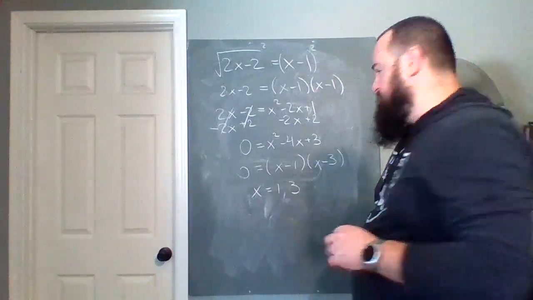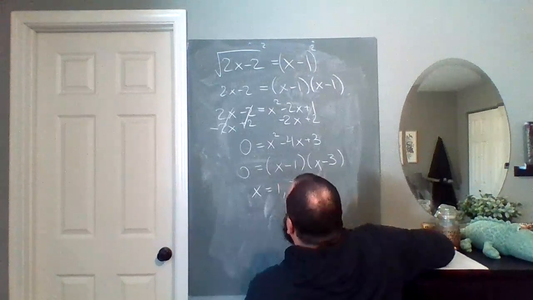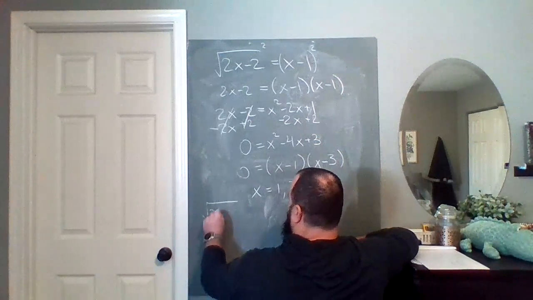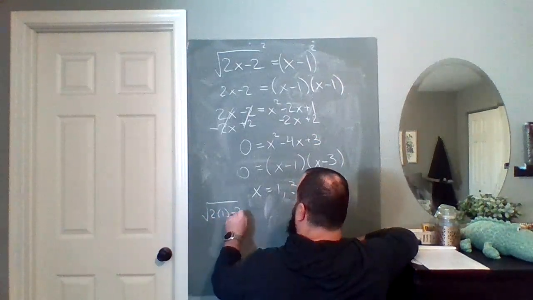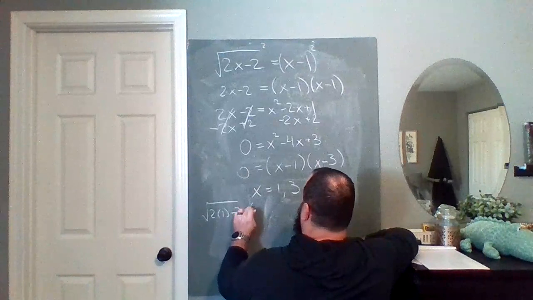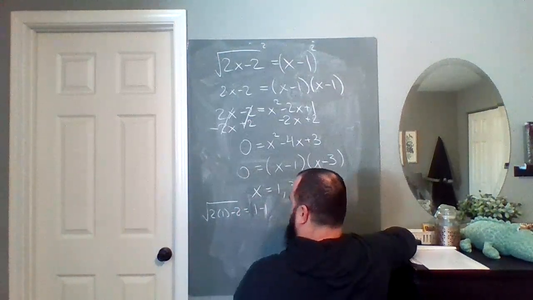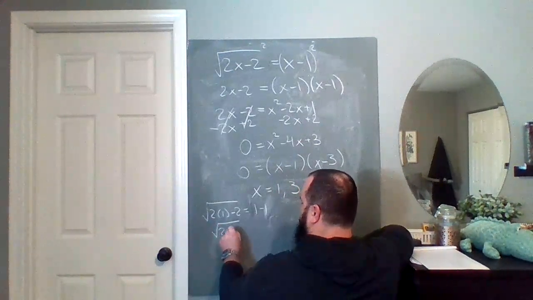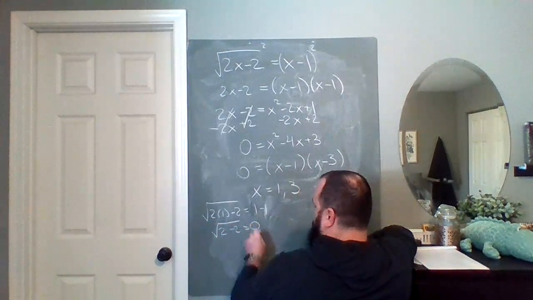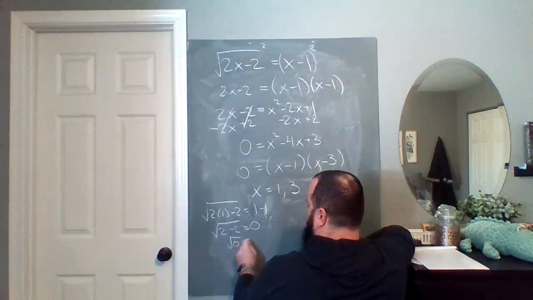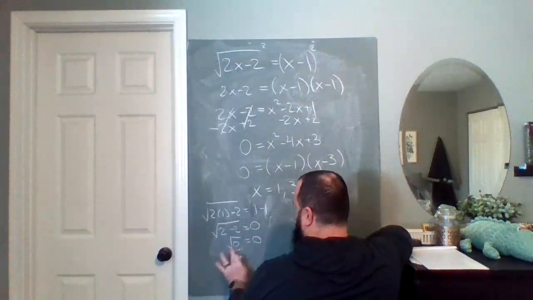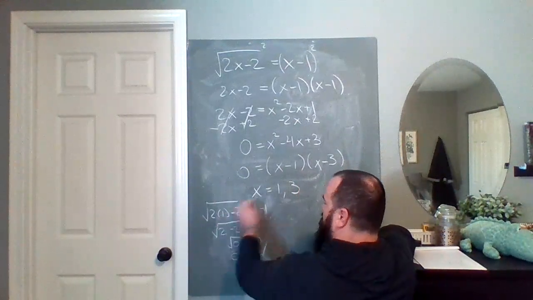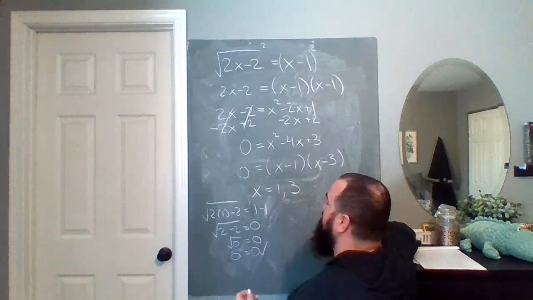So let's check our answers. Remember, I'm going to go all the way back to the original problem, not the quadratic, the original problem. So I get the square root of 2 times 1 minus 2 equals 1 minus 1. So 2 times 1 is 2, so we have 2 minus 2 equals 1 minus 1 is 0. 2 minus 2 is 0, square root of 0 equals 0. And 0 does equal 0, check. So 1 is a solution. So now we do the same thing with 3.